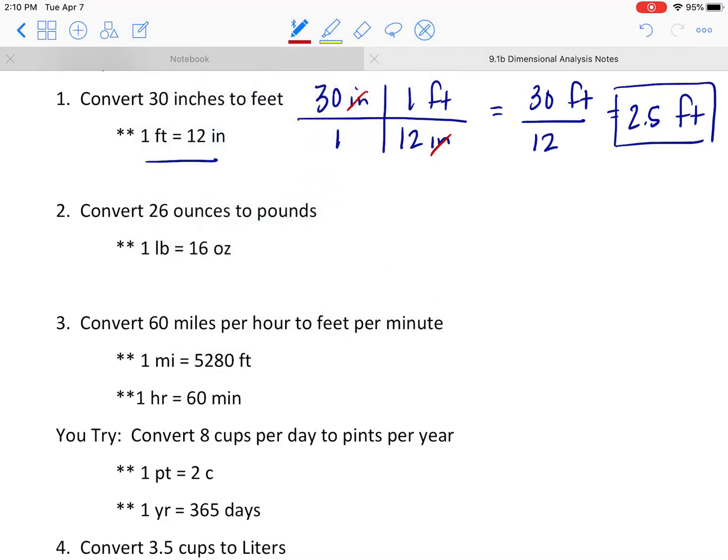And again, if you could do that without the process, totally fine. But there's how you use the process. So 30 inches is equivalent to 2.5 feet. Okay? Let's try that again.